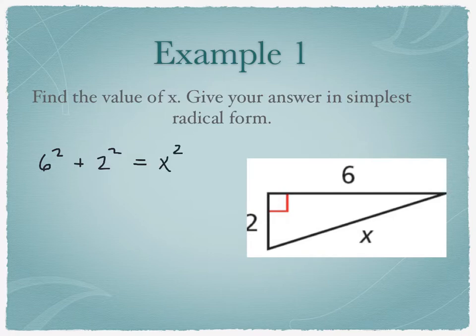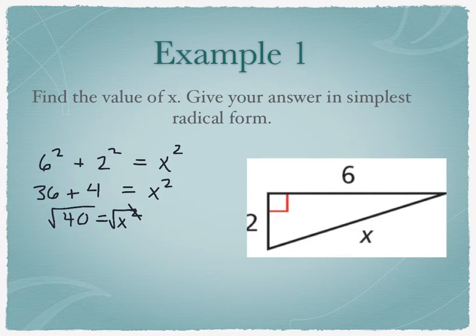So now we need to solve for x. So it's 6 squared. What is 2 squared? And then we have x squared. So 36 plus 4? 40 is equal to x squared. How do we get x all by itself? Take the square root of both sides.